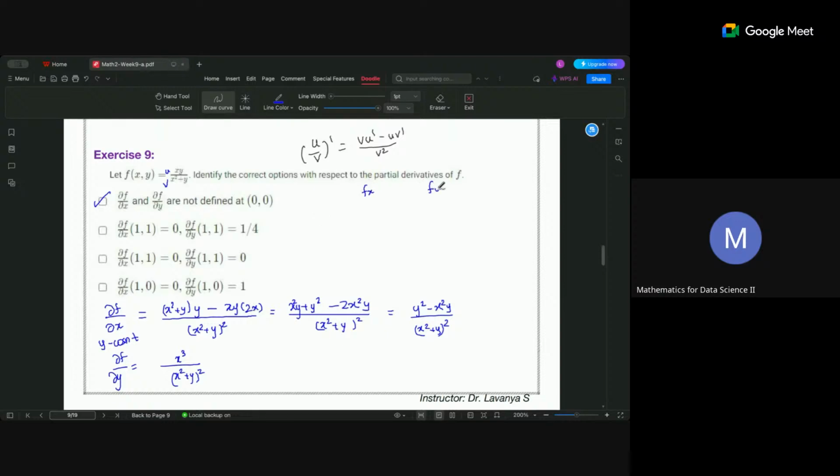So fx, fy, what is the value of fx and fy at (1,1)? 0 and 1/4. So option 2 is correct, right? Yes. So this is incorrect. What about (1,0)? 0 and 1. Okay, so this is also correct. Is this problem clear for everyone? Yes. Okay.